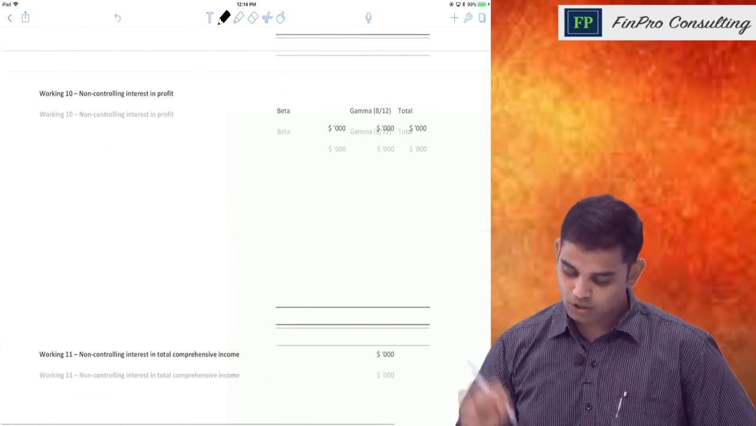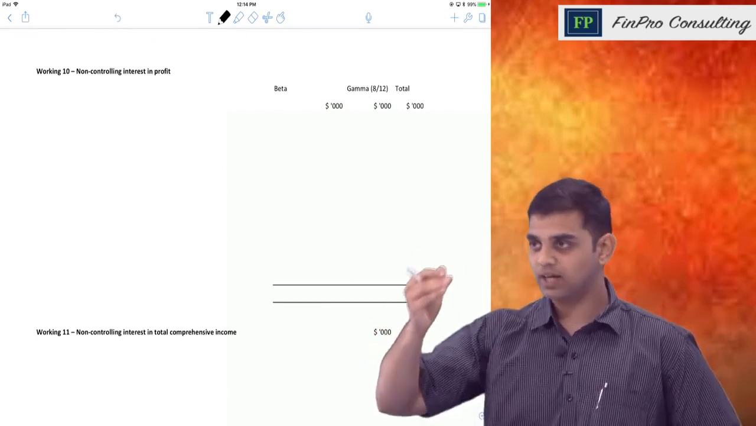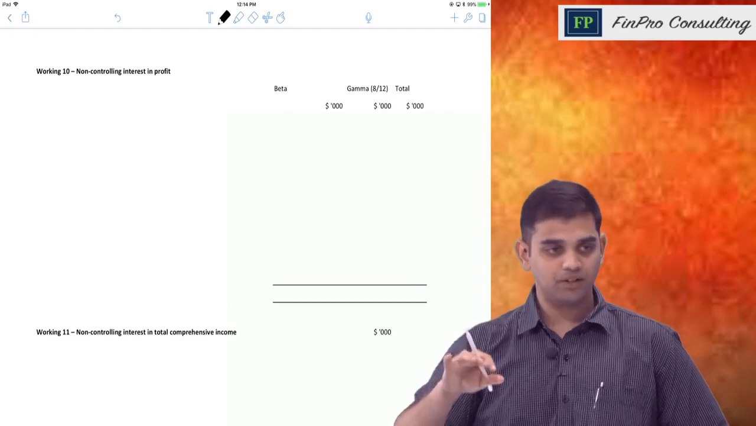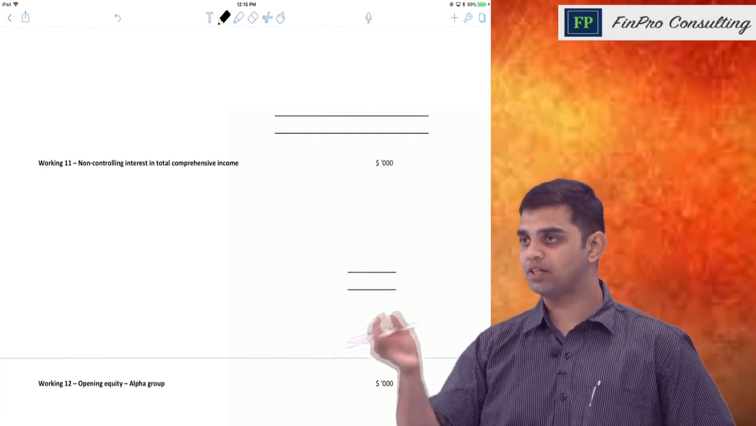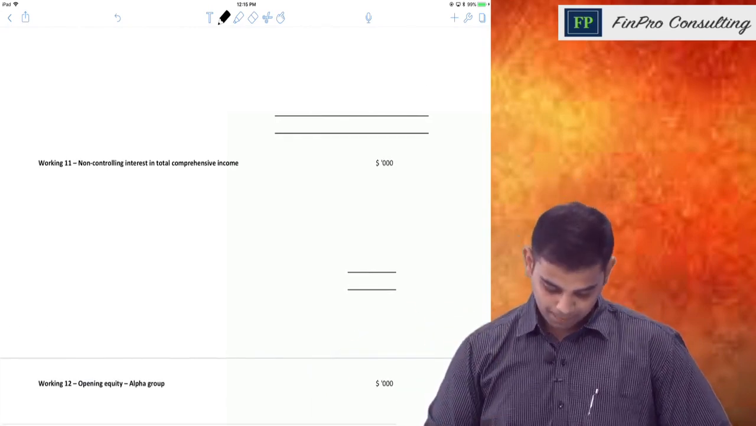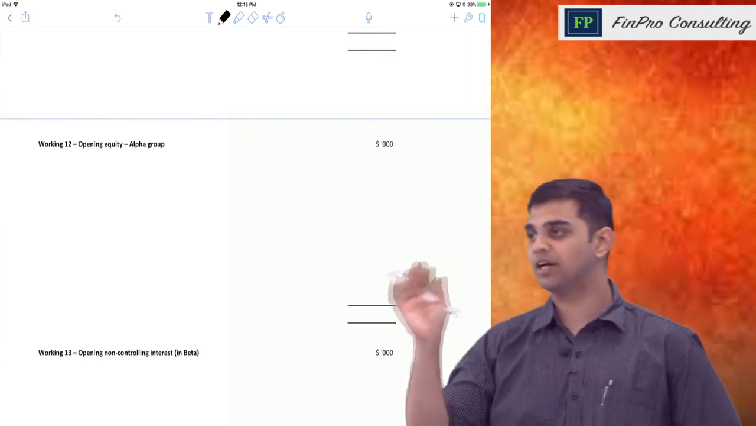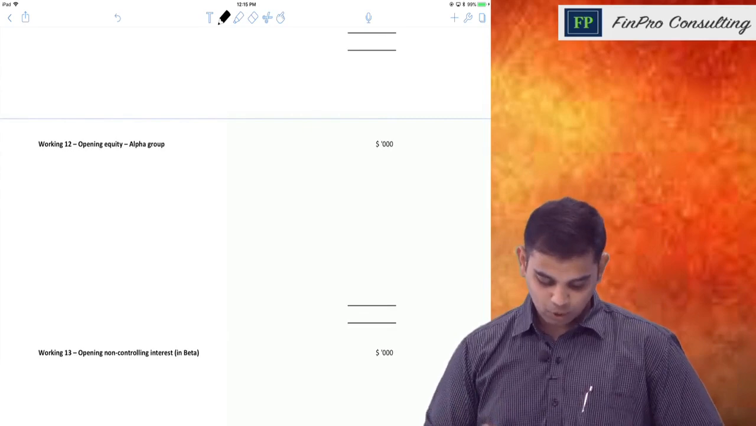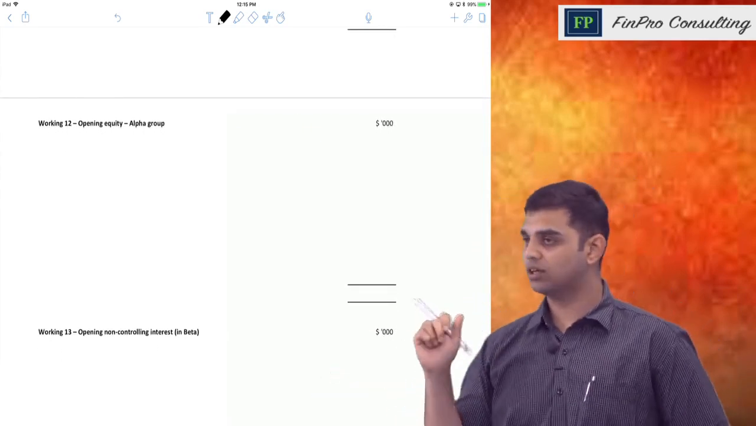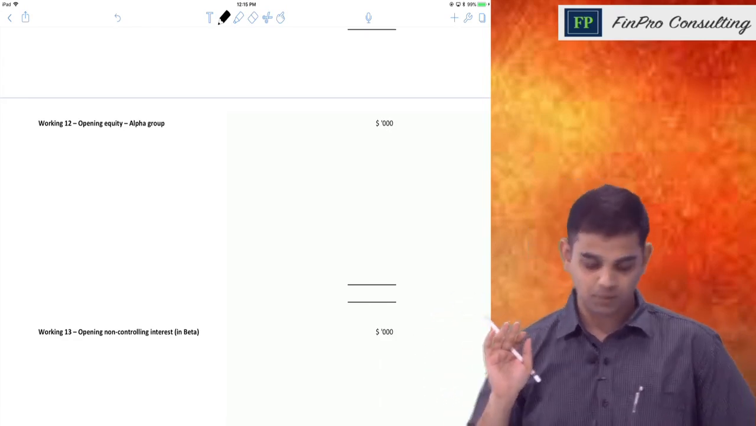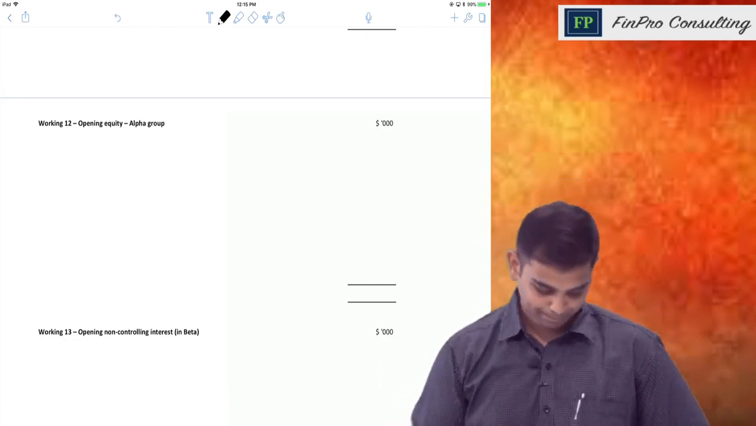Then from working note number 10, it is post P&L. So you have to calculate non-controlling interest in profit, that is profit attributable to NCI and total comprehensive income attributable to NCI. Then working note number 12 is opening equity of Alpha Group, so that is relating to statement of changes in equity, and opening non-controlling interest again relating to statement of changes in equity. So 12 and 13 working notes are for statement of changes in equity. Up till working note number 11, it is relating to profits and OCI.